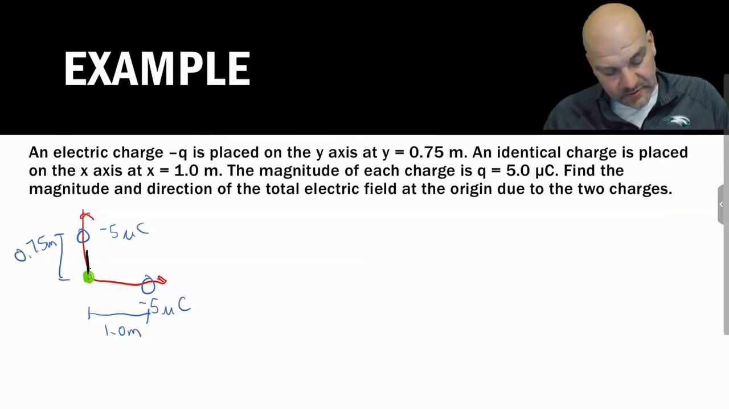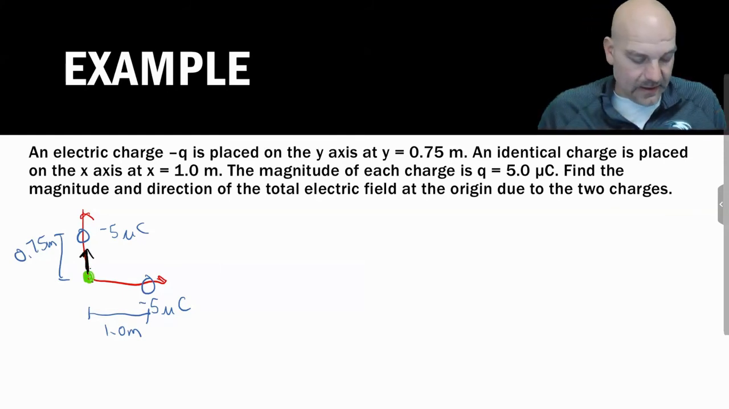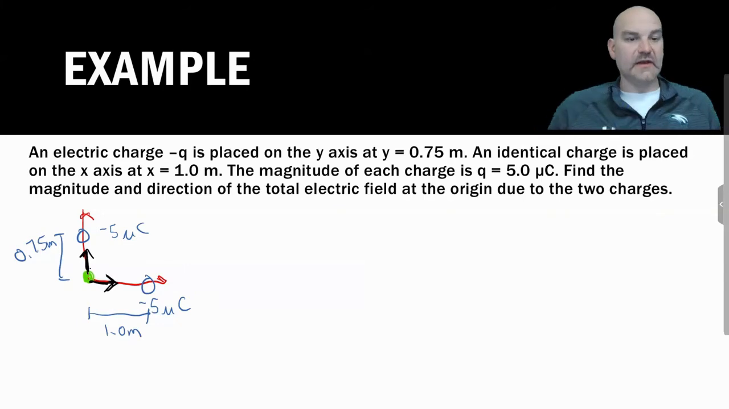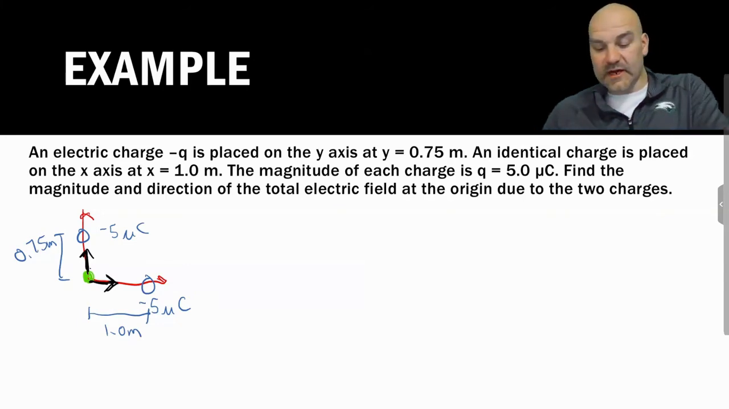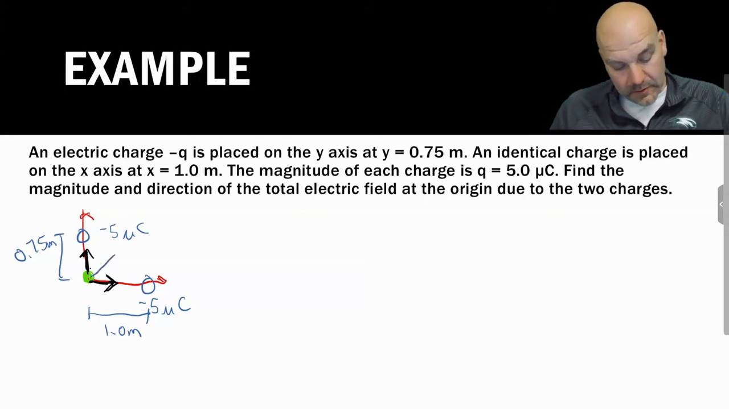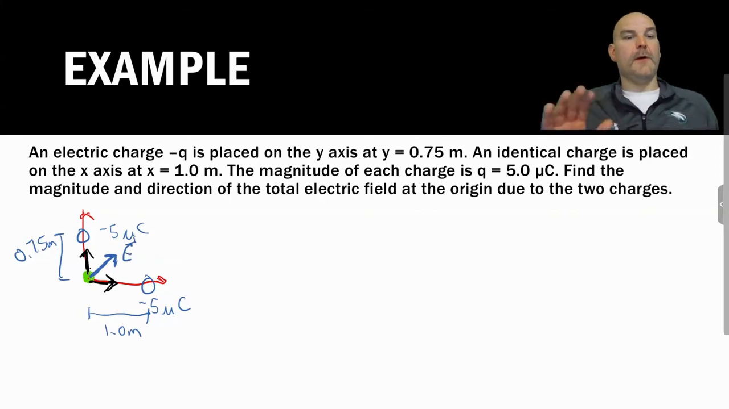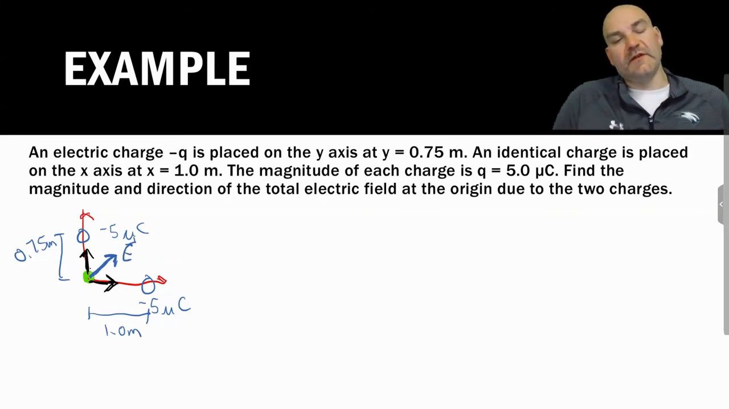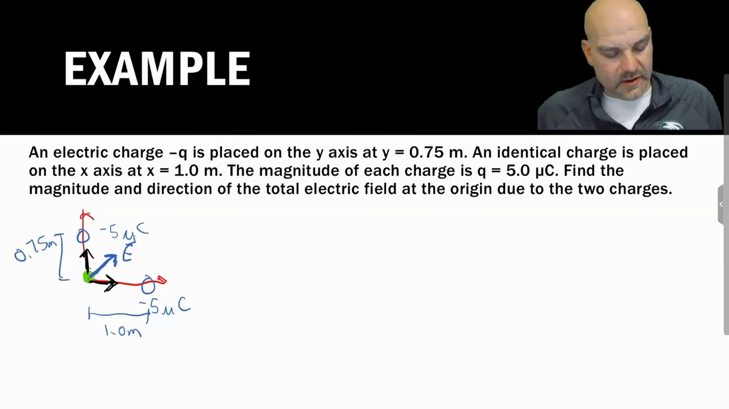And so the positive charge wants to go, right? Again, E field lines come out of positive into negative. So it wants to point in that general direction, which means our total E field will point up and to the right. So now let's figure out the magnitude and the direction of that.